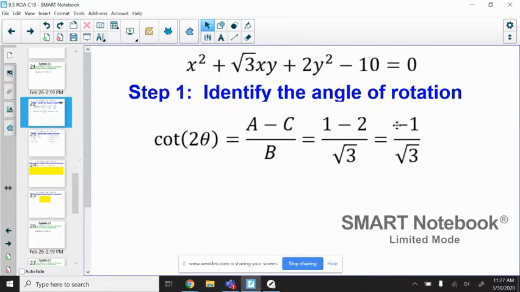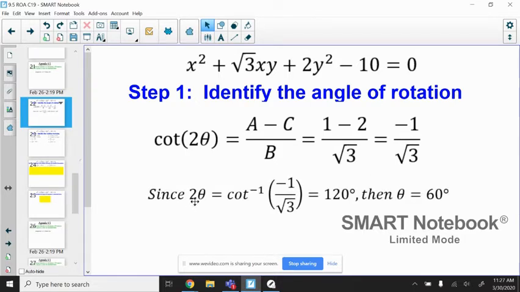At this point in time, I do recognize that these values are telling me about a 30, 60, 90. It allows me to understand that the reference angle is 60 degrees, but it is negative, so I must be in quadrant 2. So an angle of 120 degrees would have a reference angle of 60 degrees in quadrant 2. Therefore, 2 theta is 120 degrees, and dividing both sides of this equation by 2, theta is equal to 60 degrees. Please do not assume that theta is 60 degrees because the reference angle was 60 degrees. That is just a coincidence of this particular problem.